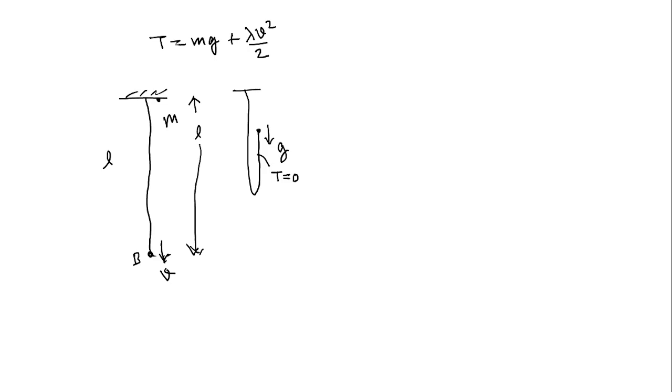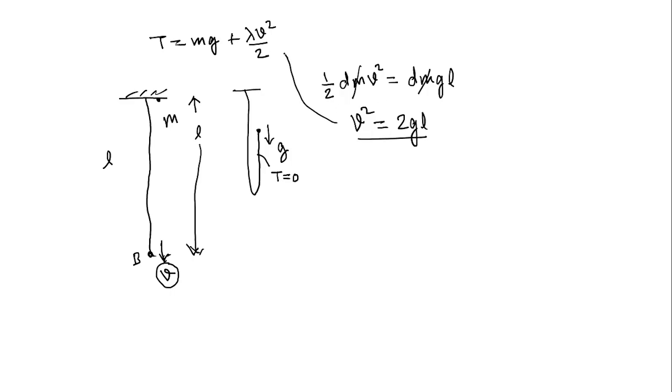So you can easily calculate the velocity of B. Half dm V square is equal to the potential energy when it was at the ceiling, dm times g times L. Now dm cancels. So V square is 2gL. Okay. Put this value of V in this equation.